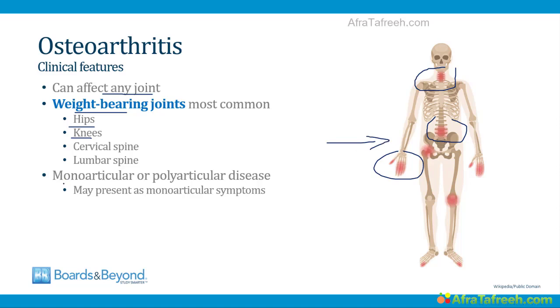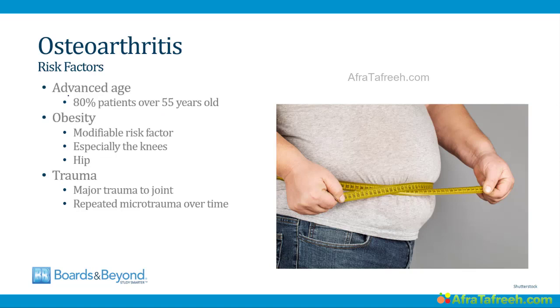And osteoarthritis can be monoarticular or polyarticular. It often starts as monoarticular symptoms in one joint that's the most affected joint, but over time, patients can have multiple different joints involved. Some of the important risk factors are shown in this slide.